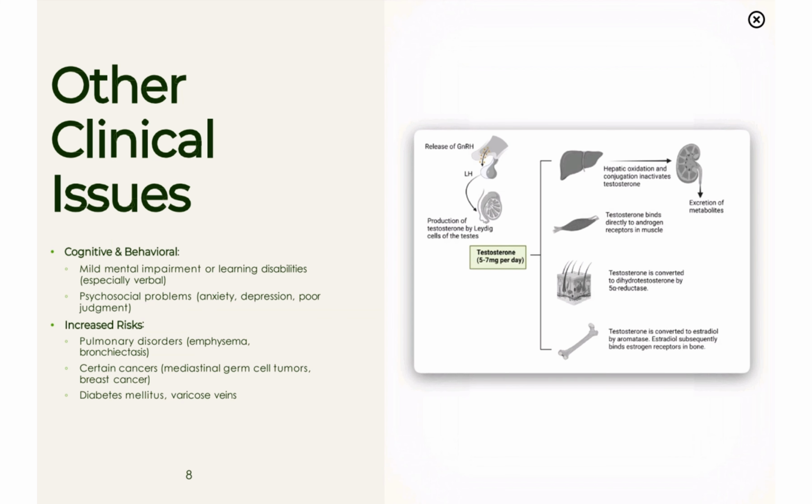So what are the other clinical features? They do have cognitive behavioral problems and increased depression and learning disabilities, and they are at risk for some metabolic and non-metabolic issues. So diabetes mellitus is very common in these patients, and also screening for cancers, because on occasion they can develop mediastinal germ cell tumors, and these are usually in the chest. Okay.